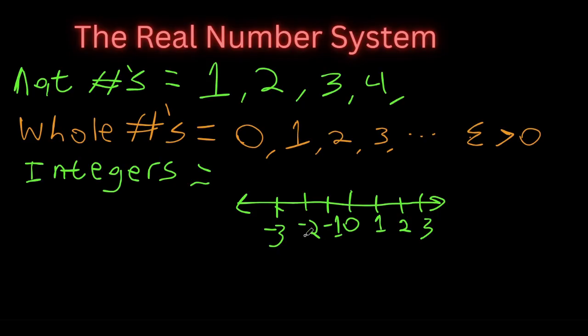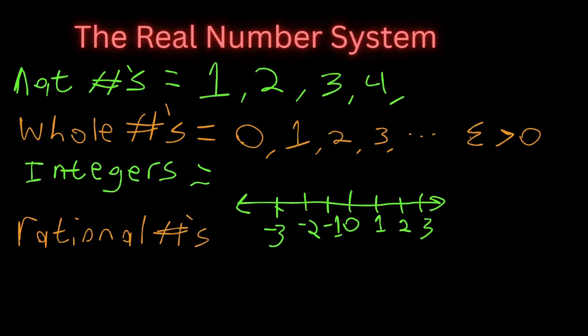Now, this includes those numbers in between. Well, actually, it doesn't include the numbers in between. It's all the whole numbers stretching from one direction to the next. And the reason for that is because we have another class of numbers. And that class is rational numbers.